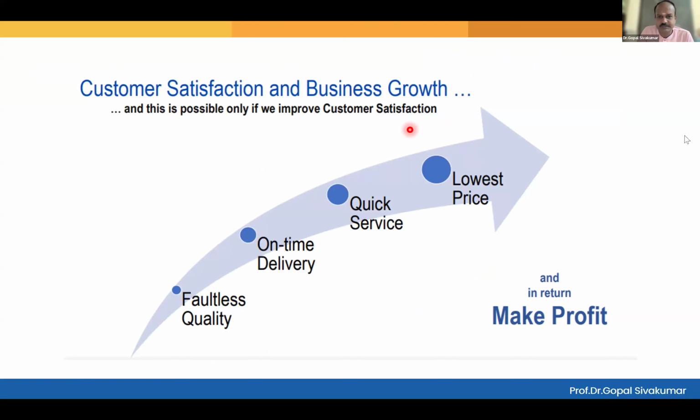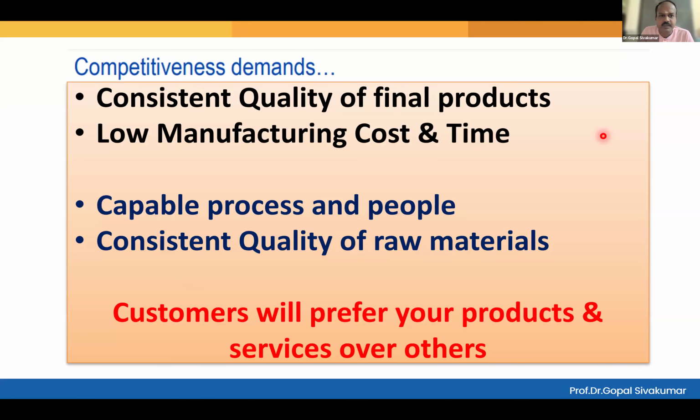And see here, any business customer needs faultless quality and on-time delivery, quick service, and of course, customers expect the quality product at the lowest price possible. So in return, the organization must make a profit, isn't it? Must make a profit. So what do we need to do? We have to ensure consistent quality in our final product. At the same time, our manufacturing cost and time have to be as low as possible, which definitely demands a combination of capable process and people.